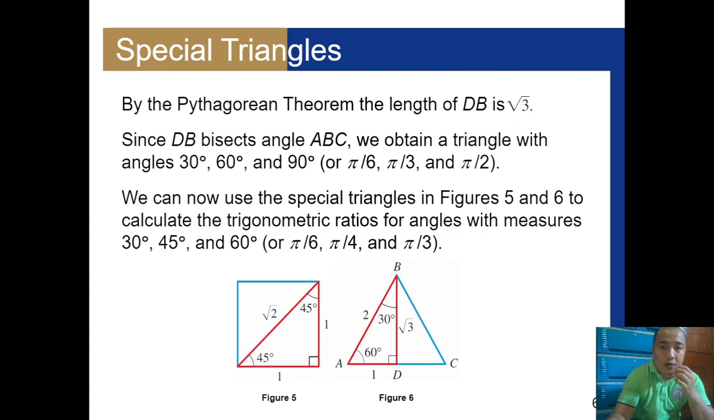By the Pythagorean theorem, the length of DB is square root of 3. Since DB bisects angle ABC, we obtain a 30, 60, 90 triangle. We can now use the special triangles in figures 5 and 6 to calculate the trigonometric ratios for angles with measure 30 degrees, 45 degrees, and 60 degrees.